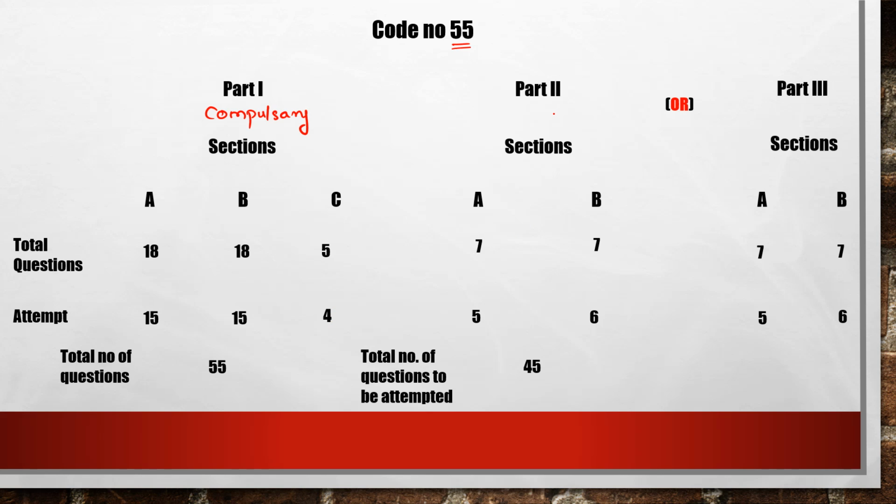Whereas in case of Part 2 and Part 3, there are 2 sections, A and B, and both of them have 7 questions each. Out of that, in Section A, you are supposed to attempt any 5 out of the 7, and in Section B, any 6 out of the 7. So totally in the question paper, there are going to be 55 questions and you'll be attempting 45 questions for 40 marks. And a very important thing, there is no negative marking.